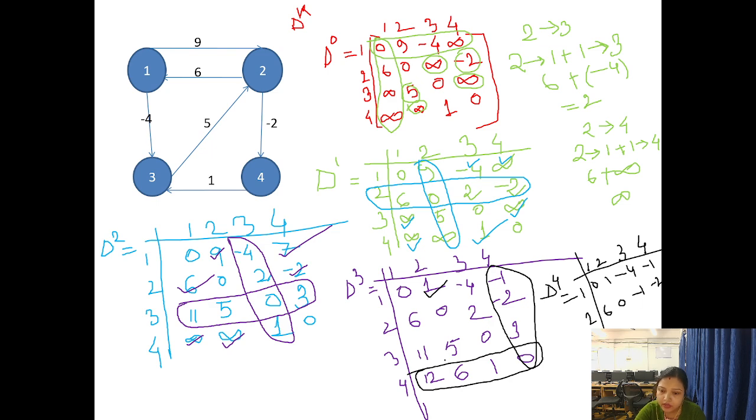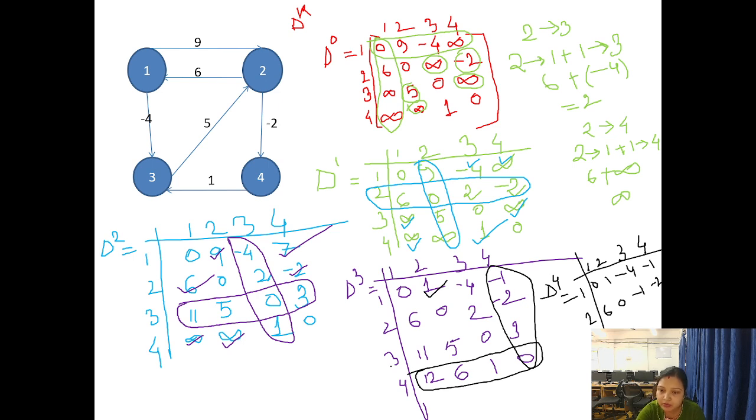Okay. Now next is 3 to 1. So 3 to 1 will be 3 to 4 and 4 to 1. So 3 to 4 is 3, and 4 to 1 is 12. So 3 plus 12, that is 15, and it is 11 only. So it will be 11.